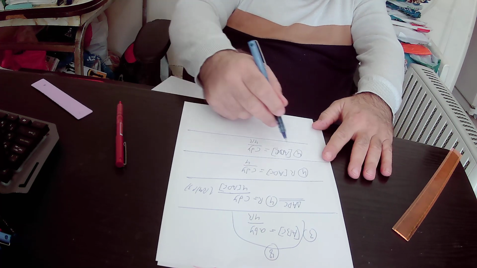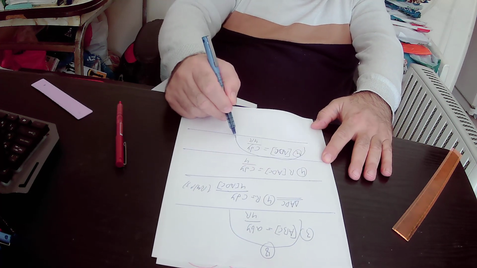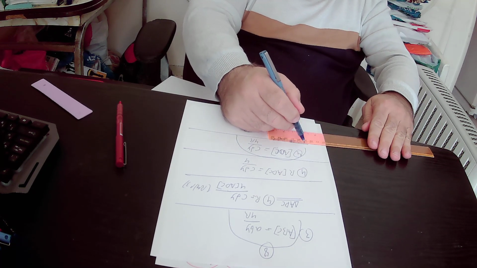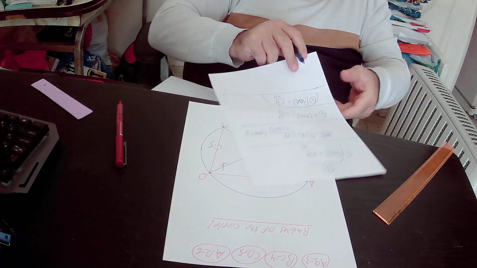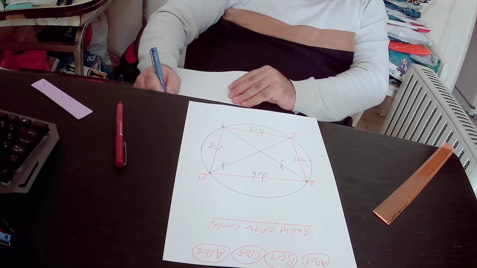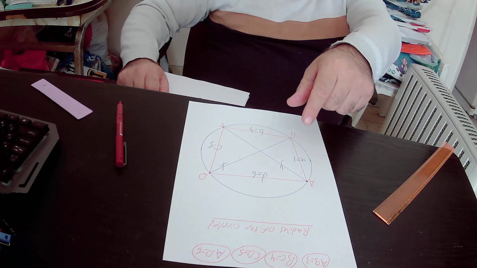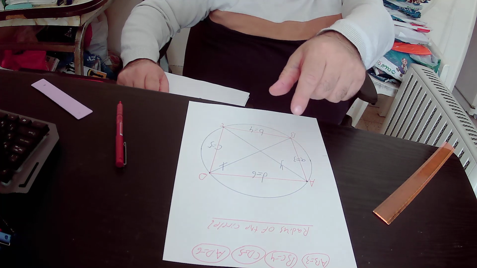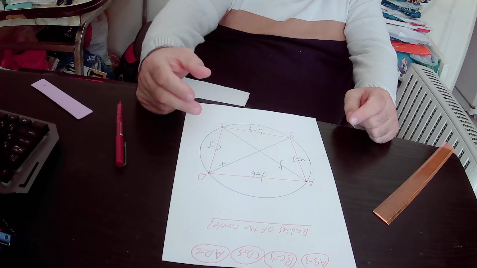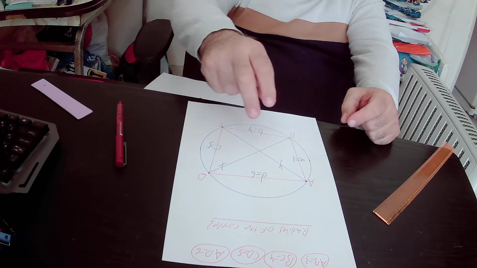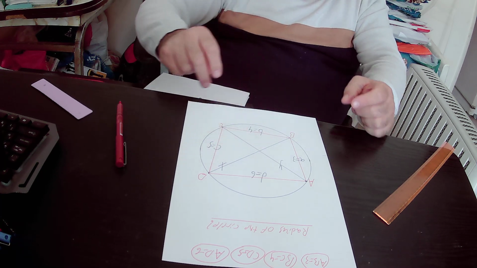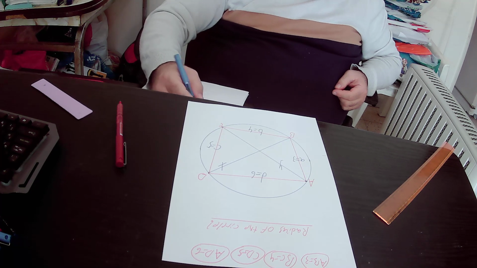Okay, so we actually found out the areas of triangle ABC and also the area of triangle ADC. But as you can see from the drawing, if we combine together the area of triangle ABC with the area of triangle ADC, we will get the quadrilateral ABCD. Therefore, the area of quadrilateral ABCD will be equal to the area of triangle ABC plus the area of triangle ADC.